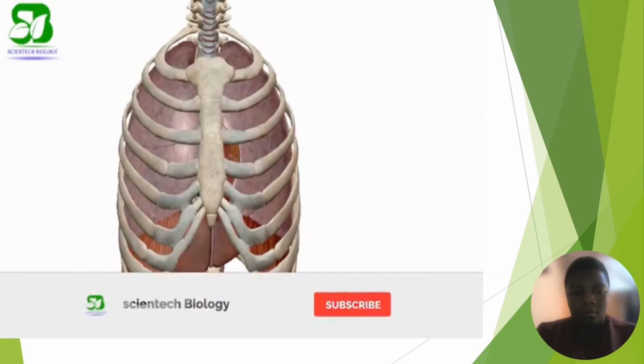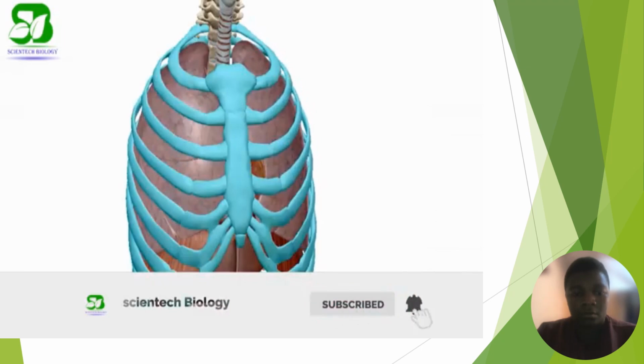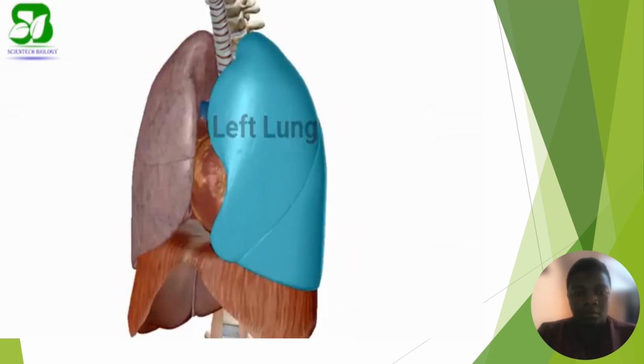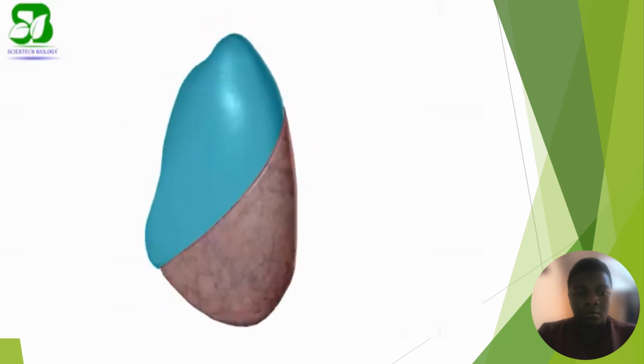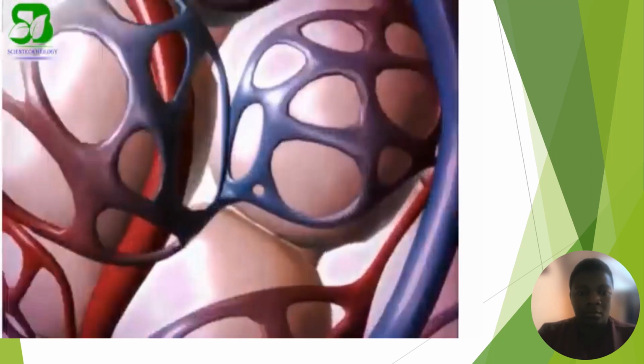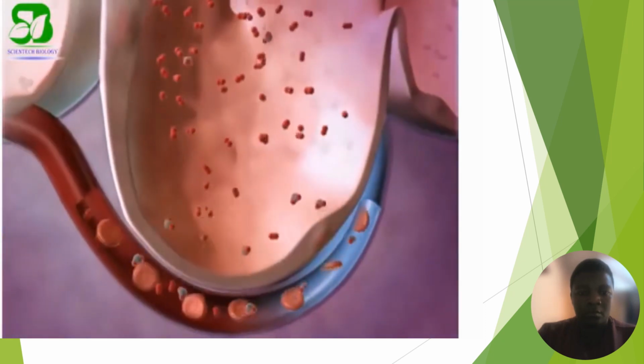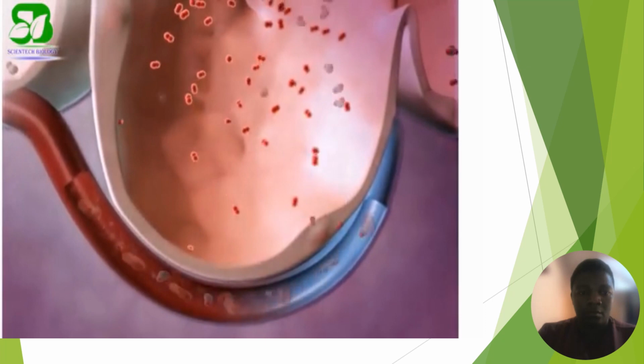There are 2 lungs in the human body, which are located inside the thoracic cage. The right lung is bigger than the left. The right lung has 3 lobes and the left has 2. Hundreds of millions of alveoli exist inside each lung. These alveoli are the air sacs surrounded by a network of blood vessels that provide space for gaseous exchange.